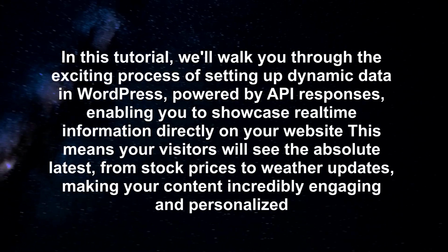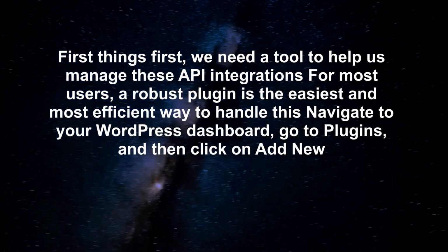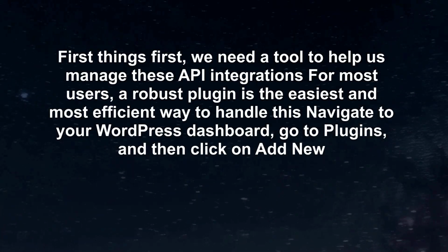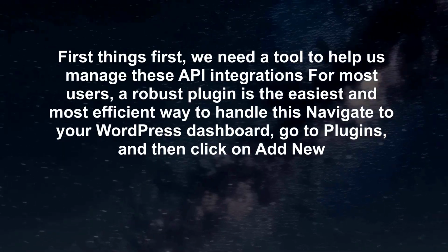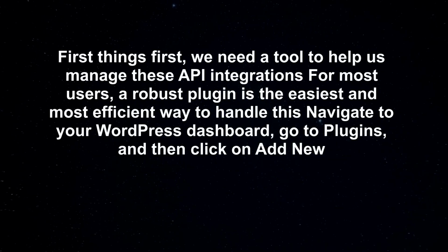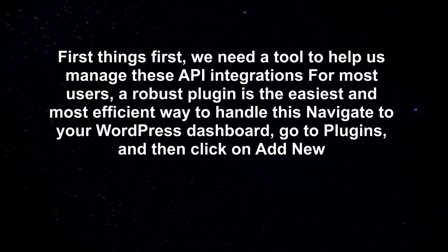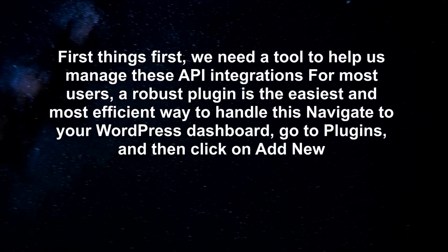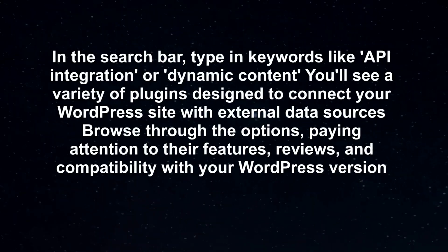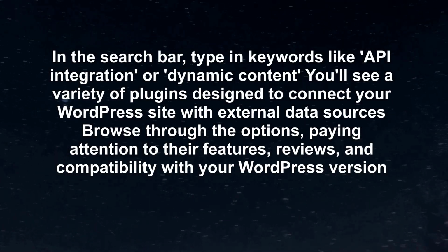and personalized. First things first, we need a tool to help us manage these API integrations for most users. A robust plugin is the easiest and most efficient way to handle this. Navigate to your WordPress dashboard, go to Plugins, and then click on Add New. In the search bar, type in keywords like API integration or dynamic content.